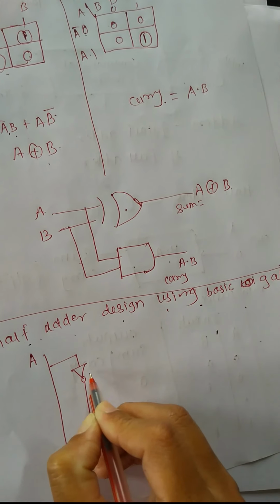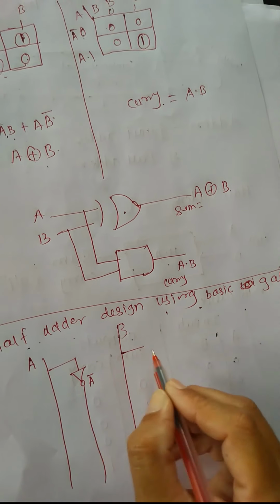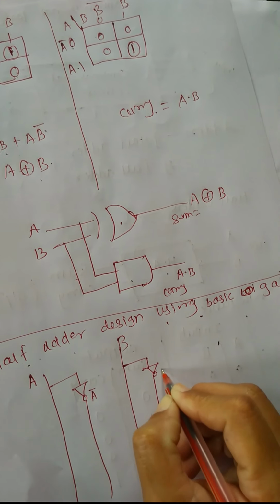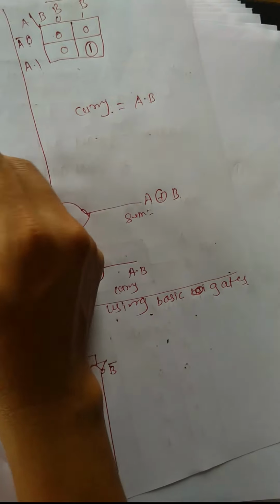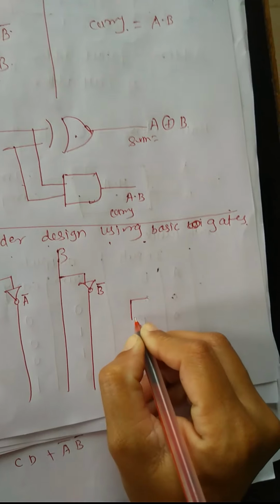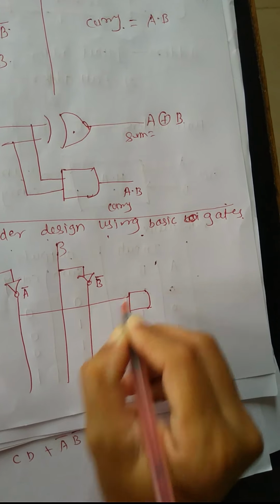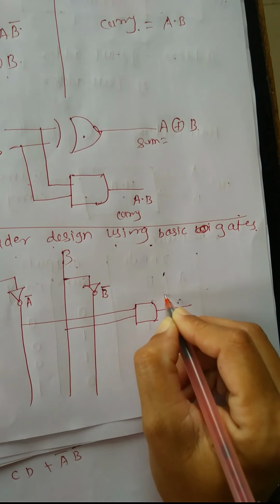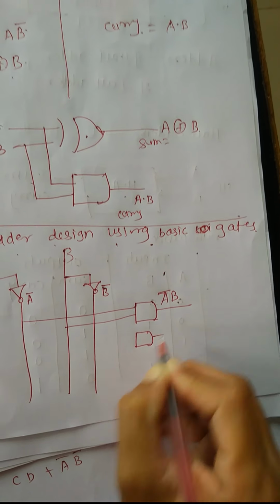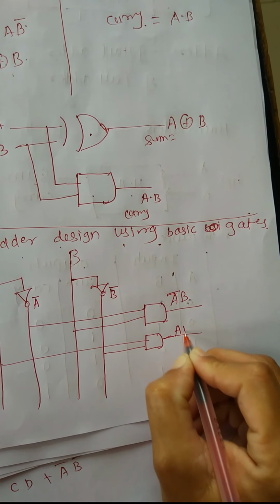Here the A input is given, the output is A bar. Here we connect the NOT gate. Next, the B input is given, and here we connect the NOT gate. The input is given to the NOT gate, the output is B bar. So this term is A bar B. A bar B is a product term, so we require the AND gate. Here is the A term, and here B. So the output of that gate is A bar B. Next term is A B bar. So we connect the A input and the B bar input here. The output of that gate is A B bar.